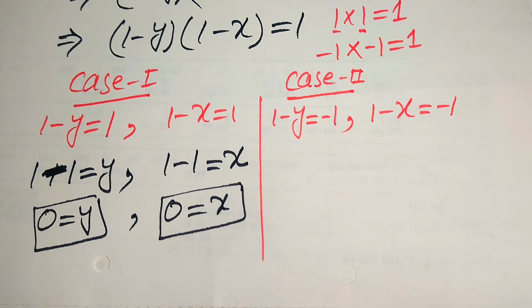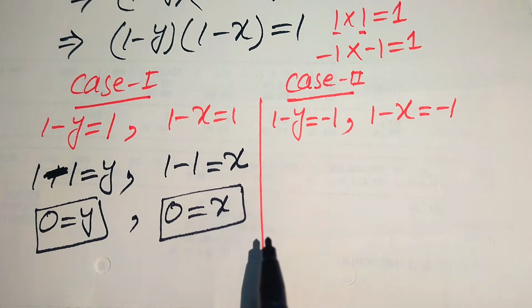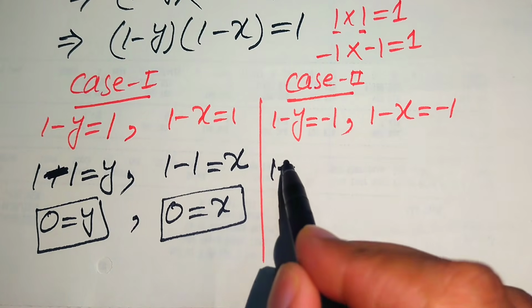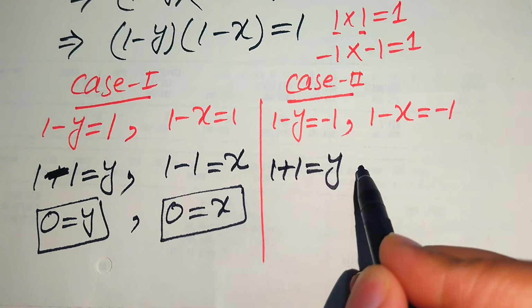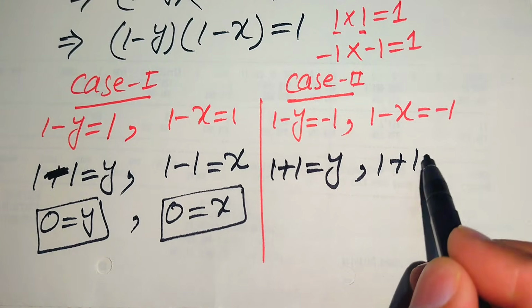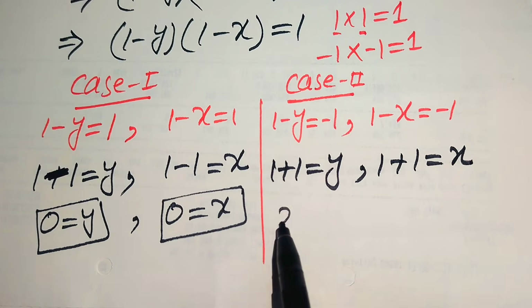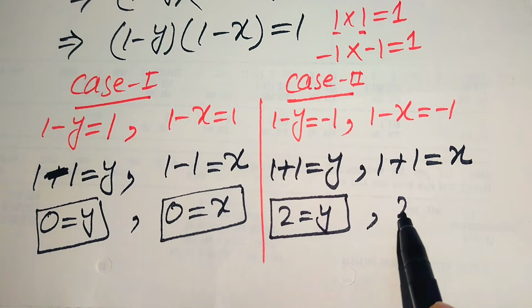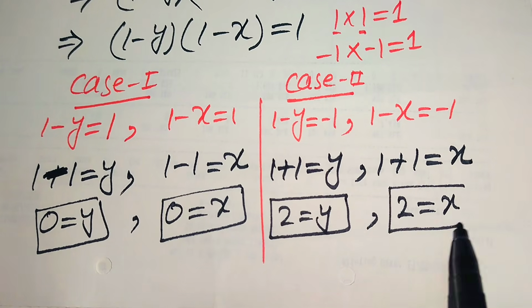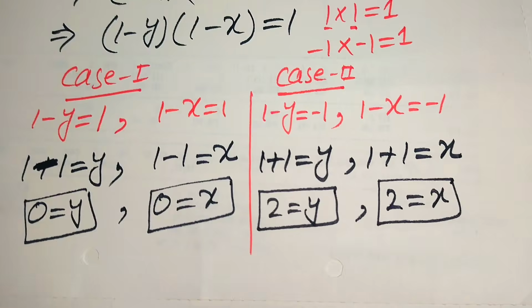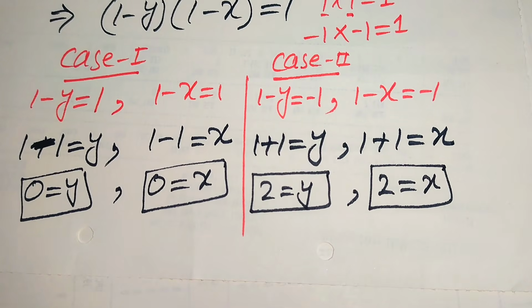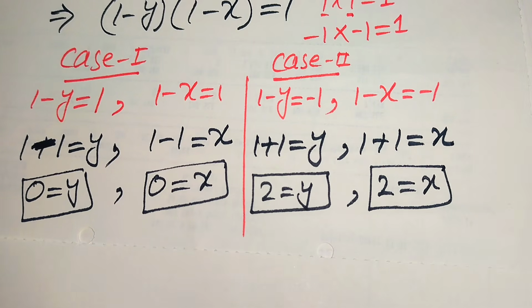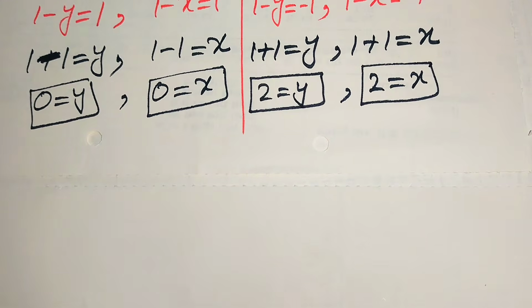Similarly we solve the second case, and from here we move minus 1 to the left hand side, and we get 1 plus 1 is equal to y, and from here we again get 1 plus 1 is equal to x. So we get the value of y is equal to 2, and from here we again get the value of x is equal to 2. So we have two roots of the given equation, and in the next step we need to verify whether these roots are solutions or extraneous roots.